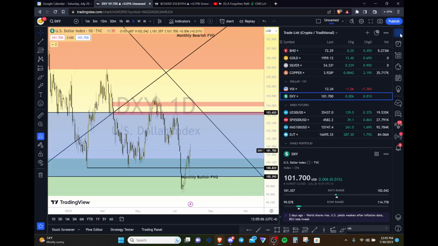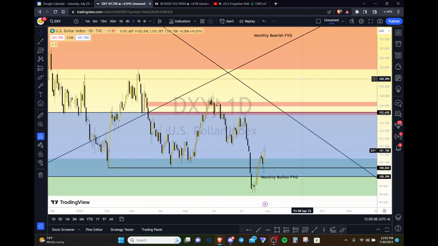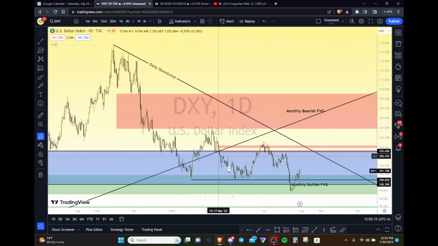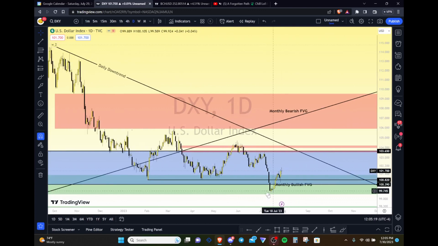So starting off with the dollar, take a look at this. Dollar had a very nice drop and then a nice little plunge under this blue zone, which I've been saying is going to be a major zone of demand. And so far it has held true, even after this pop down, came down towards the lower end of the monthly bullish fair value gap, and then the FOMC hit, and then the dollar found some strength.